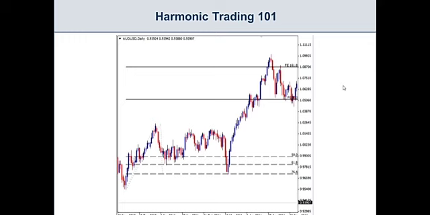The thing is that you need to use high confluence areas in order for you to get a better entry and better exits. But this is the basic of Fibonacci trading that you need to know in order to start trading market cycles and harmonic patterns.